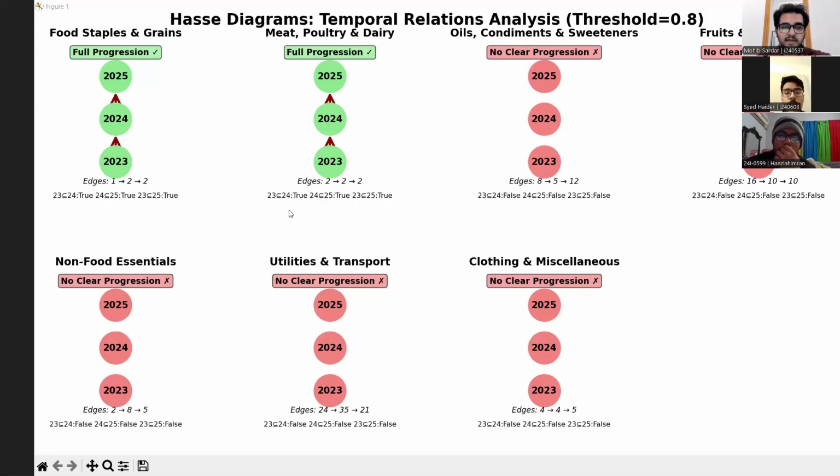So here we have the hash diagrams. This is also a good way of visualizing the temporal relations. As you can see here, for different categories, we have different sort of progression of the hash diagram. In the first two, food staples and grains, and the meat, poultry, and dairy section, we have a full progression, which means that the data and the similarity indexes neatly carry over to the next year. However, for the other five categories, we don't see a clear trend between these 3 years, and we don't see any progression.